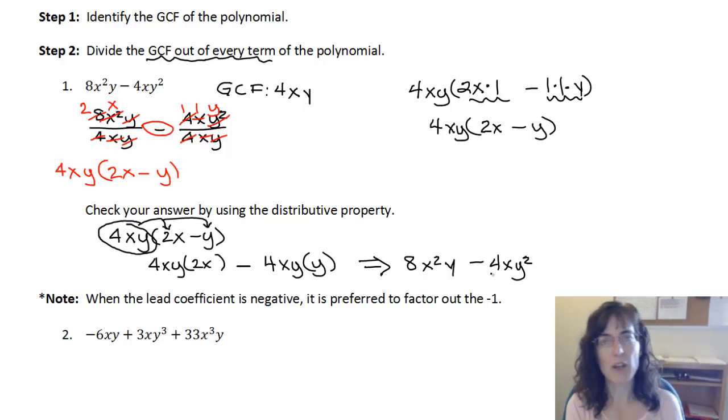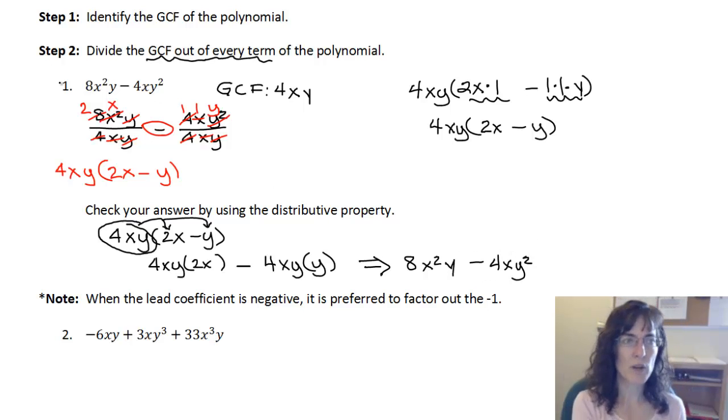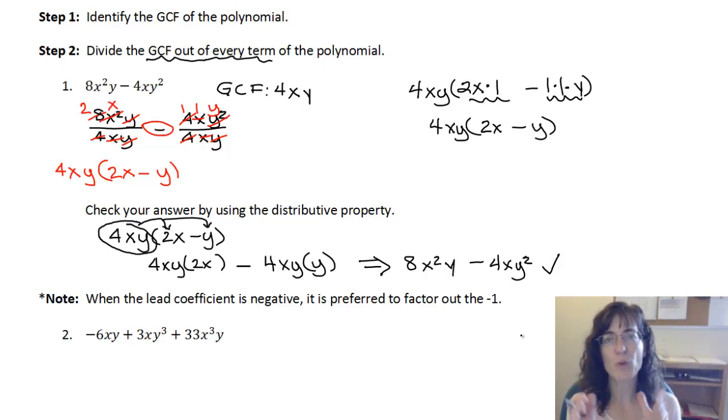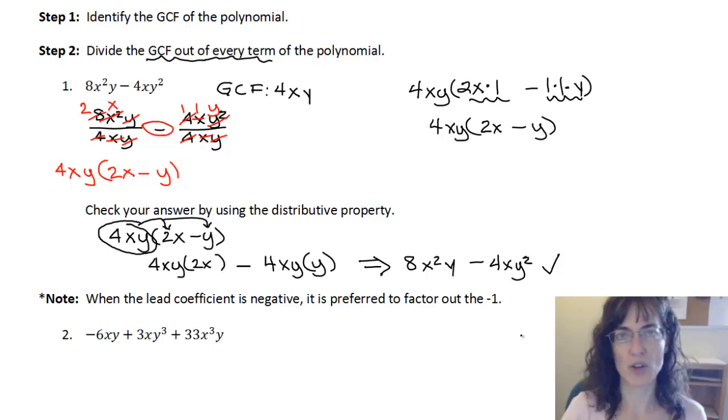Now this, what I come up with from multiplying, should equal what I started with, 8x squared y minus 4xy squared. So those do match, and so that tells me the factored form that I came up with is equivalent to what I started with.